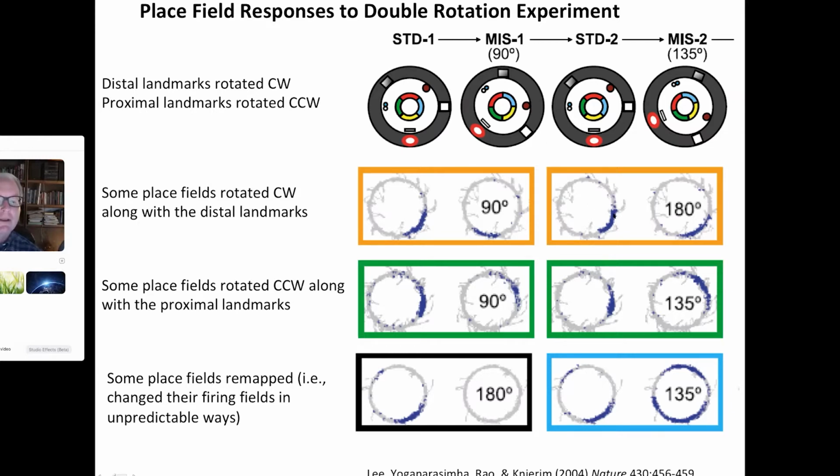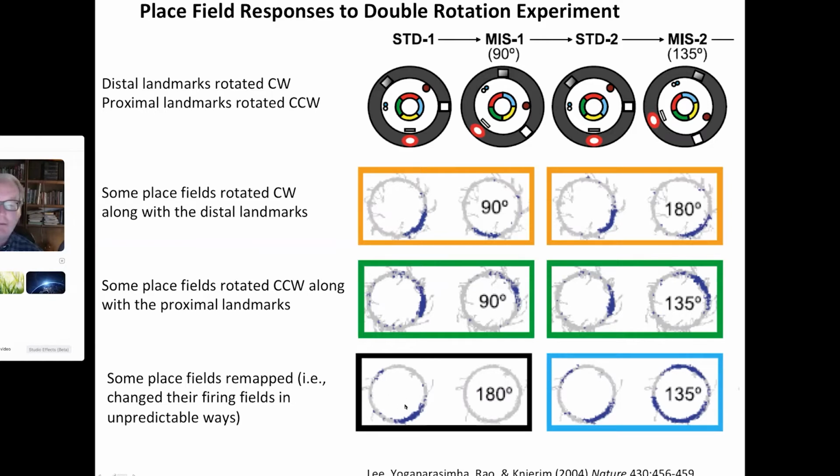Here's another cell that also rotated in the clockwise direction. This is a 180 degree mismatch. So the cell didn't rotate its field exactly with the cues, but it went in the direction of those cues. Other cells rotated counterclockwise. Here's a cell that rotated its place field in the counterclockwise direction. Here's another cell that fired here. It rotated its place field in the counterclockwise direction. And then other cells did a remapping.